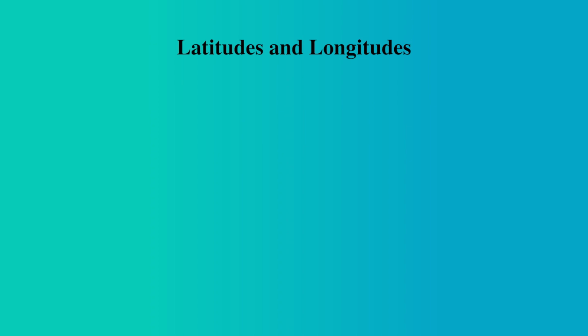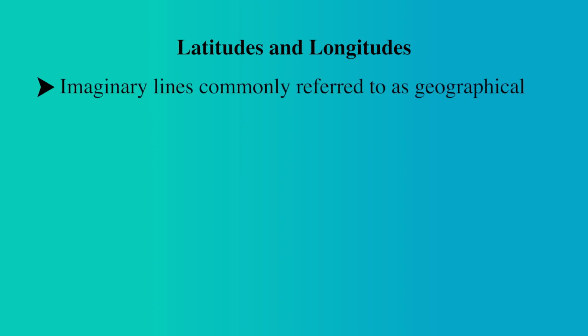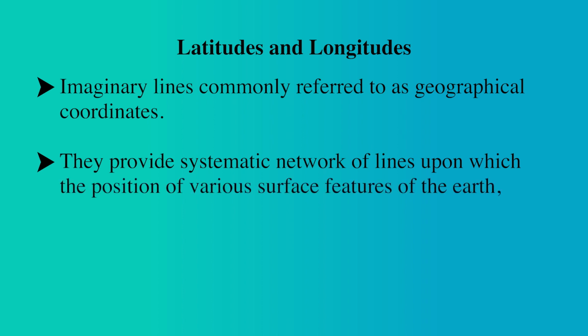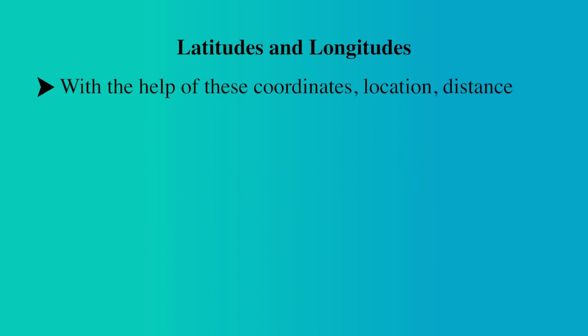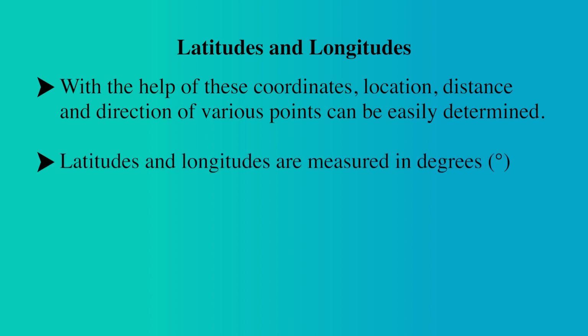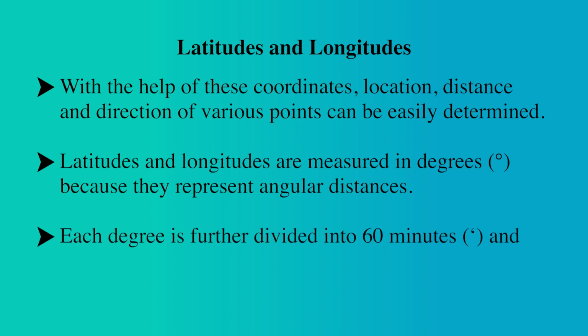The latitudes and longitudes are imaginary lines commonly referred to as geographical coordinates, as they provide a systematic network of lines upon which the position of various surface features of the Earth can be represented. With the help of coordinates, location, distance and direction of various points can easily be determined. Latitudes and longitudes are measured in degrees because they represent angular distances. Each degree is further divided into 60 minutes and each minute into 60 seconds.